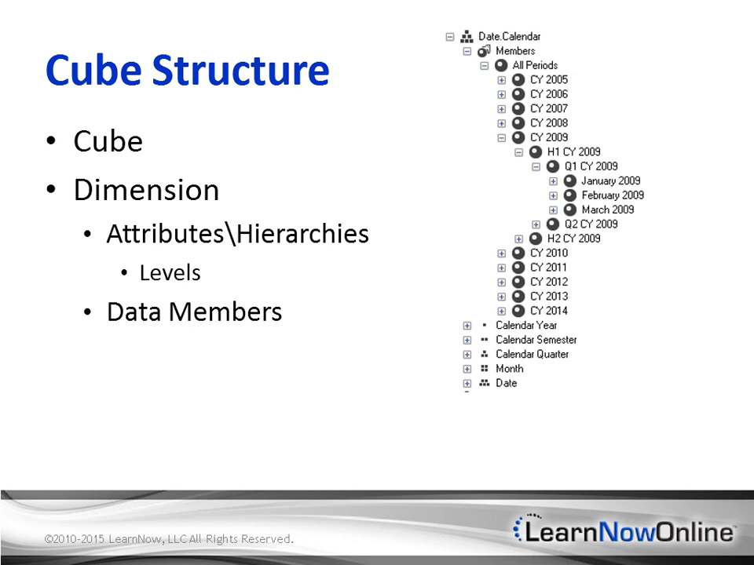Member data is the leaf level of an attribute, whether in hierarchies or not. They can be referenced by a key value or the display value. To your right, you can see the calendar dimension and the calendar hierarchy. And then under members, you'll see all periods and then the calendar years. When you drill into a calendar year, you see the half year, then the quarter 1, and then the months January, February, and March. This is member data at different levels within a hierarchy.